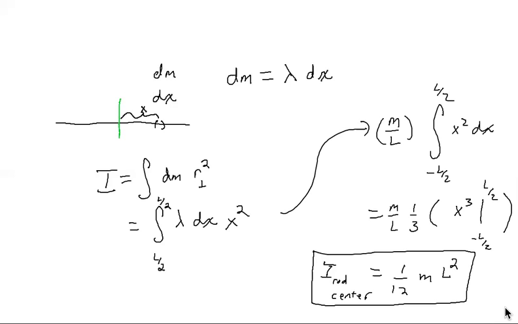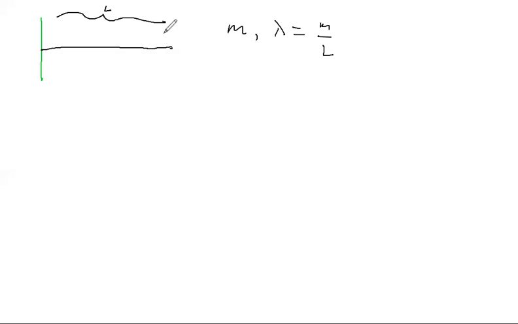All right, let's do another example. Let's take the same rod, but now, rather than rotating it about the center of the rod, let's rotate it about the end of the rod. So it has the same length L, same mass, and lambda is still the same, m over L. So nothing about that has changed. It's really physically the same rod. We're just changing the place where we rotate it.